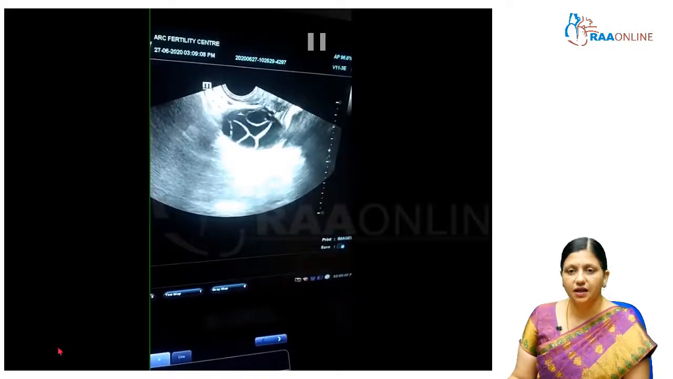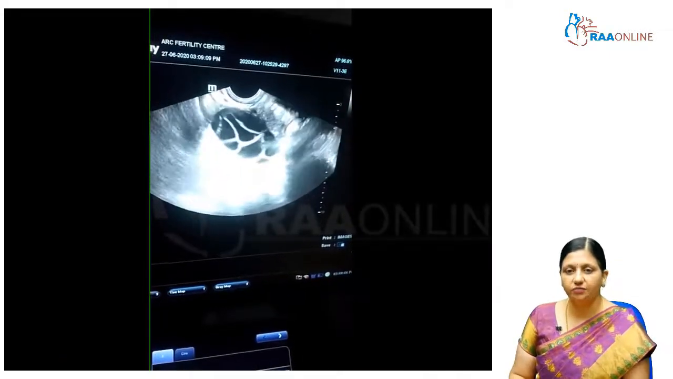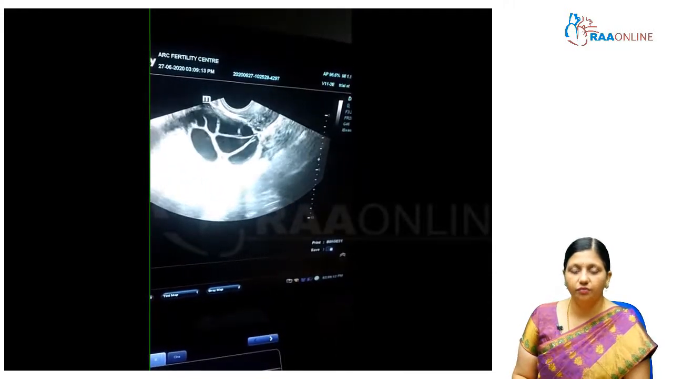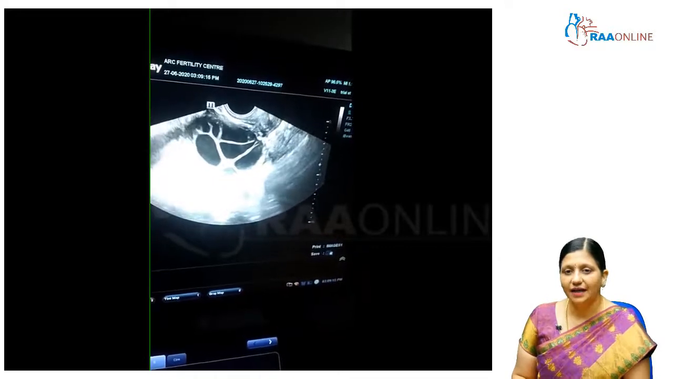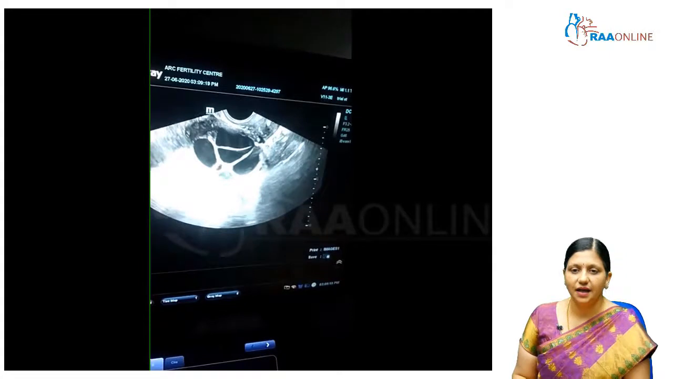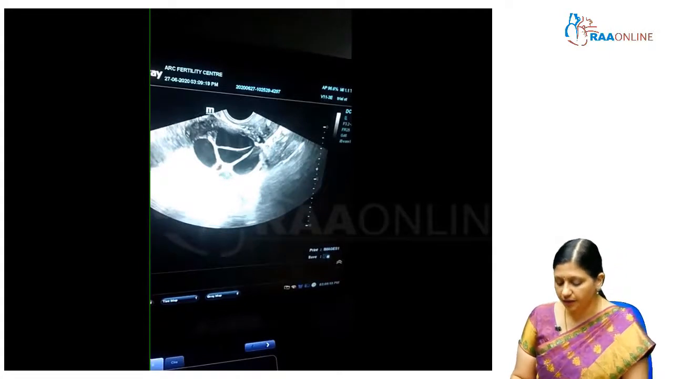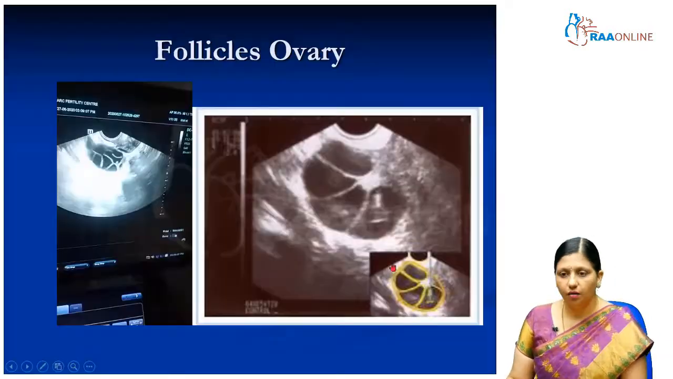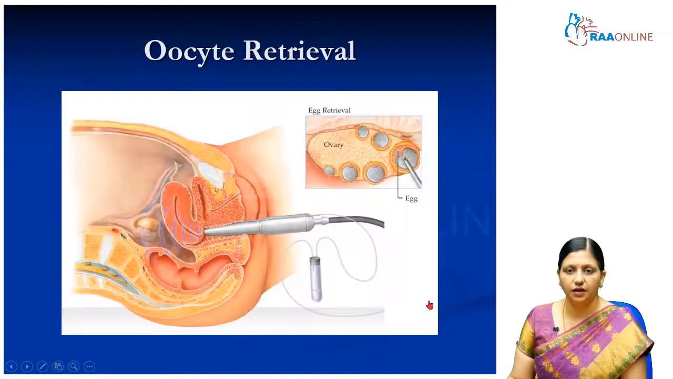Okay, so this is an ultrasound which is showing stimulated ovaries, and these are the graafian follicles on day 14 of gonadotropins, and this follicle diameter is around 22 to 23 millimeters, and these follicles are ready to be pricked, and the fluid will contain the metaphase 2 or metaphase 1 oocyte. Okay, so this is the needle which is inserted inside the graafian follicle for aspiration of the follicle.